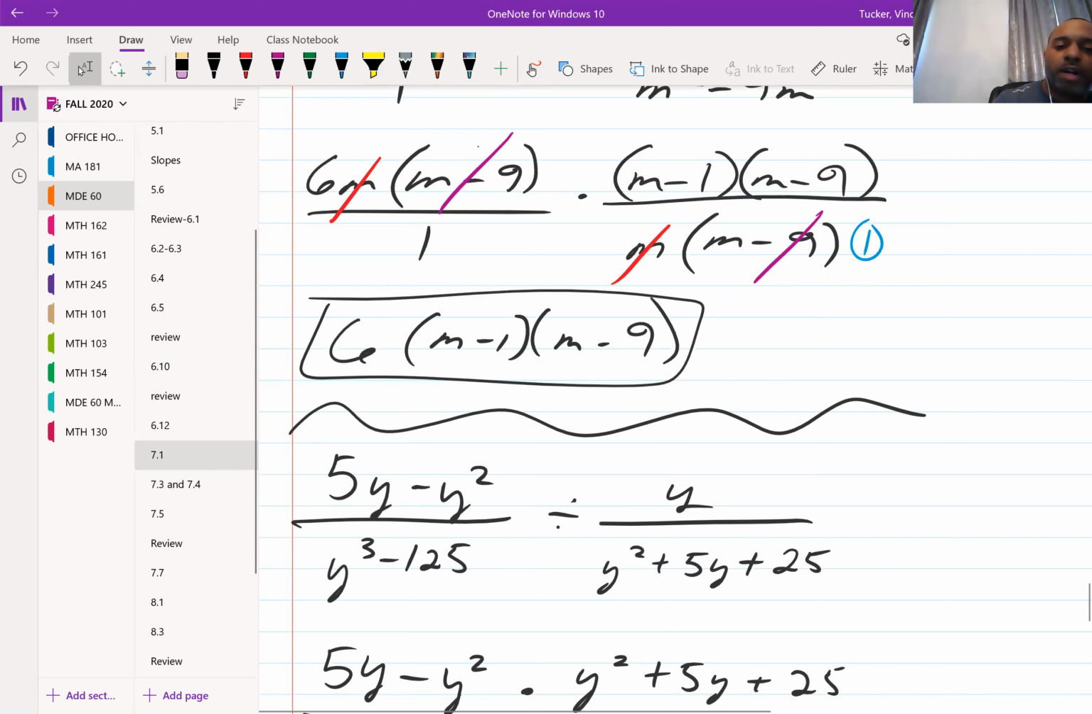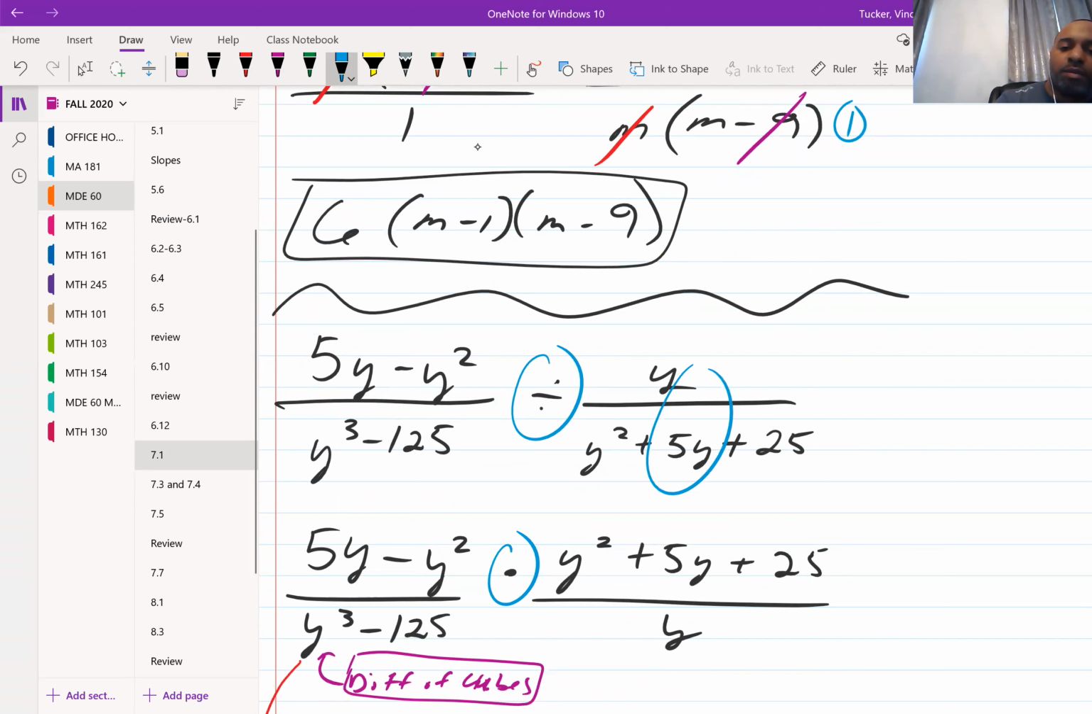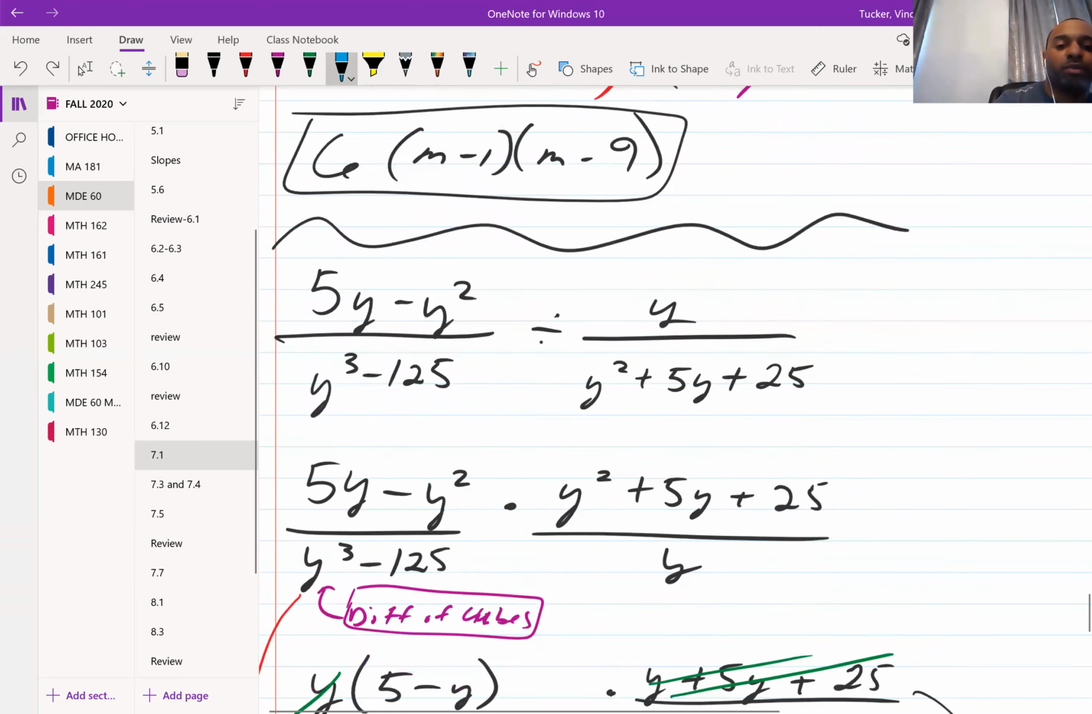So here, 5y minus y squared over y cubed minus 125 divided by y over y squared plus 5y plus 25. Once again, the first move to make is to change your division to multiplication, and then flip the fraction. Whenever you're dealing with division, that's the first thing you're going to do. Then you try to factor out as much as possible.